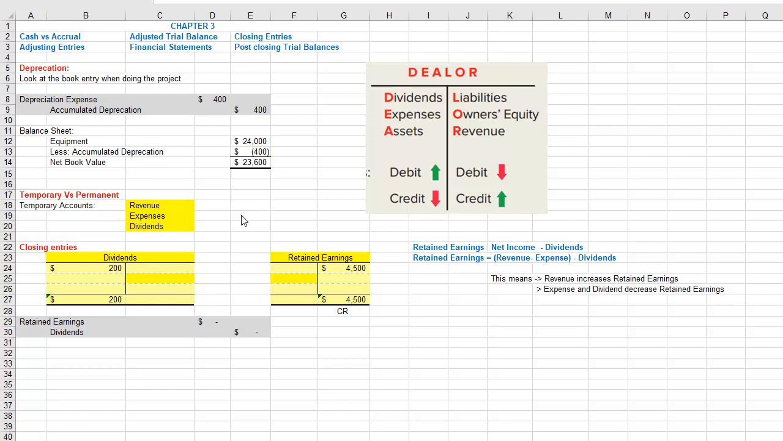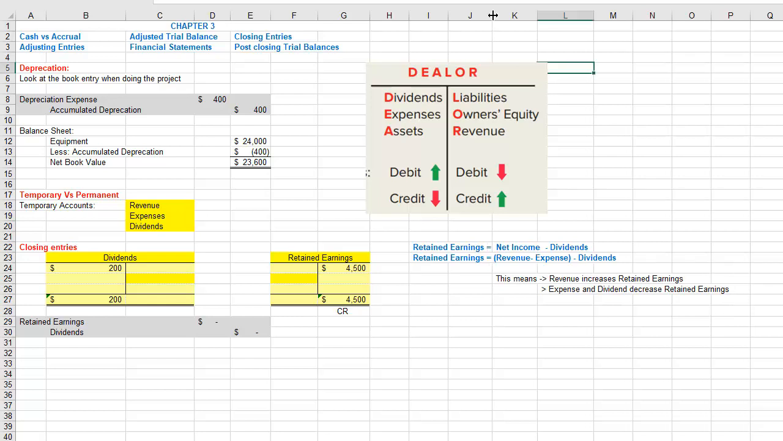To make this happen, we call these temporary accounts, and we close these accounts out to retained earnings. So here are our temporary accounts: revenue, expense, and dividends. Come over here with me. Retained earnings equals net income less dividends, or net income minus dividends. Another way to look at that, this is the same equation, is retained earnings equals revenue minus expenses, which is net income, minus dividends. All three of these accounts, which we're seeing here as our revenue, expenses, and dividends, are our temporary accounts. We are going to close them out to retained earnings.